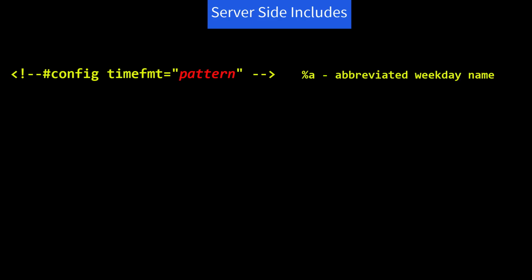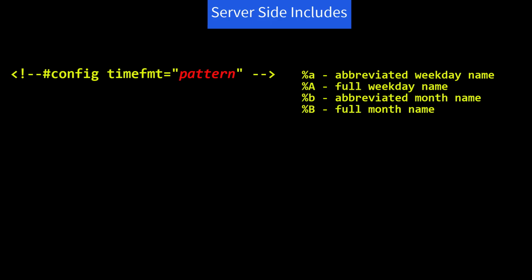%a, the abbreviated weekday name, %A, the full weekday name, %b, the abbreviated month name, %B, the full month name, %d, the day of month as a number. %D gives you the date as the month number / the day number / the year number.